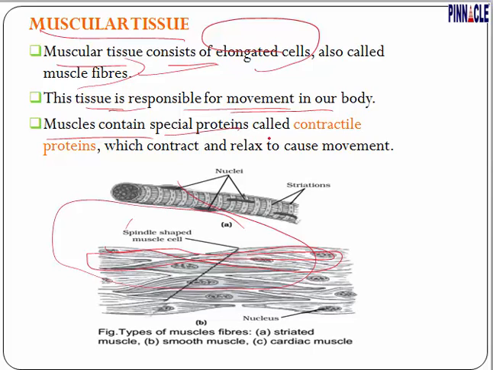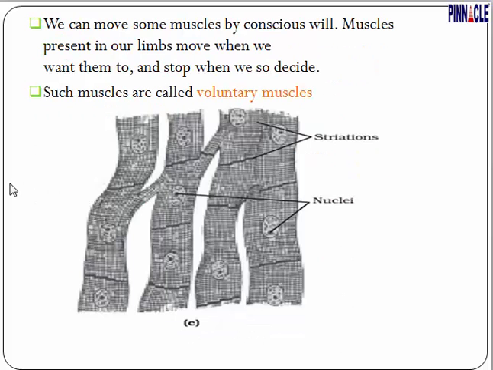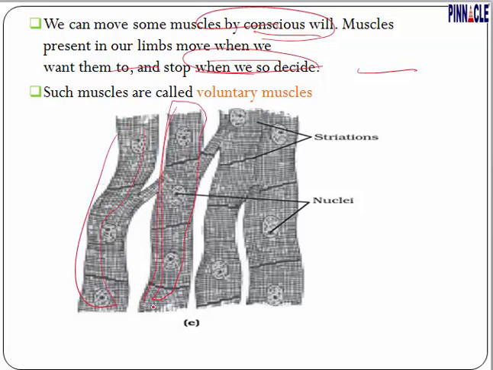Muscle contains a special protein called contractile protein, which contracts and relaxes to cause movement. We can move some muscles by conscious will, voluntary, you can say. Muscles present in our limbs move when we want them and stop when we decide to stop them. Such muscles are called voluntary muscles. There are other functions, for example heartbeat, which cannot be controlled by a human being. That's why these are called involuntary muscles.